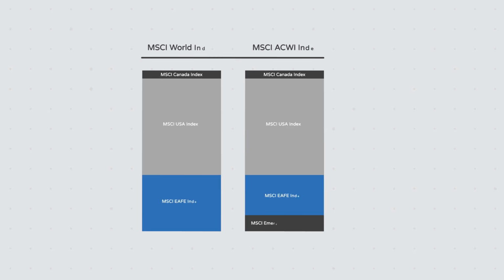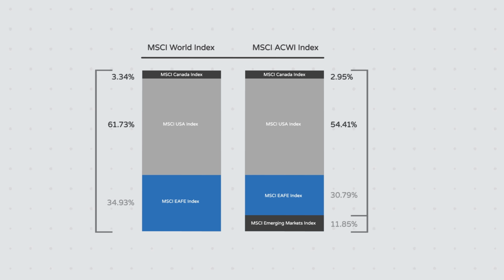It includes all the developed companies in the MSCI World Index, plus all the large and mid-cap companies included in the MSCI Emerging Markets Index. The MSCI ACWI Index allocates about 12% to emerging markets companies, reducing its developed stock market exposure to around 88% relative to the MSCI World Index, which invests only in developed markets.